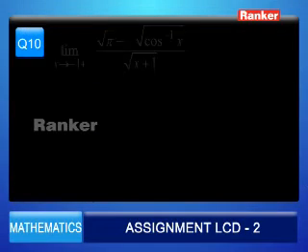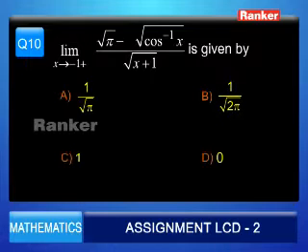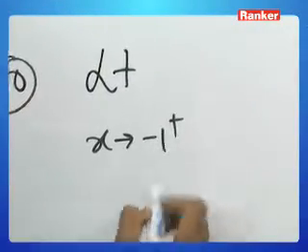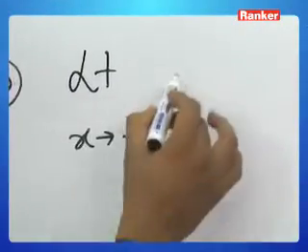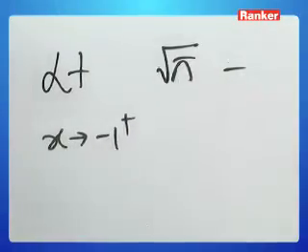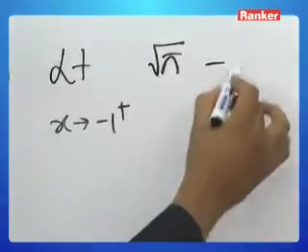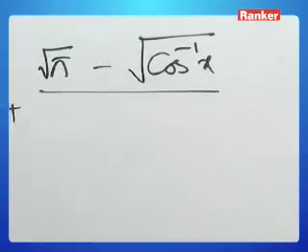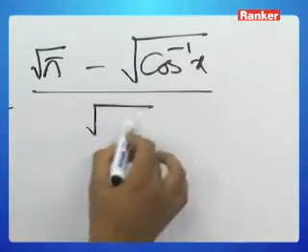Next question: limit as x tends to minus 1 plus of (root pi minus root of cos inverse x) divided by root of x plus 1. We are supposed to evaluate this limit.